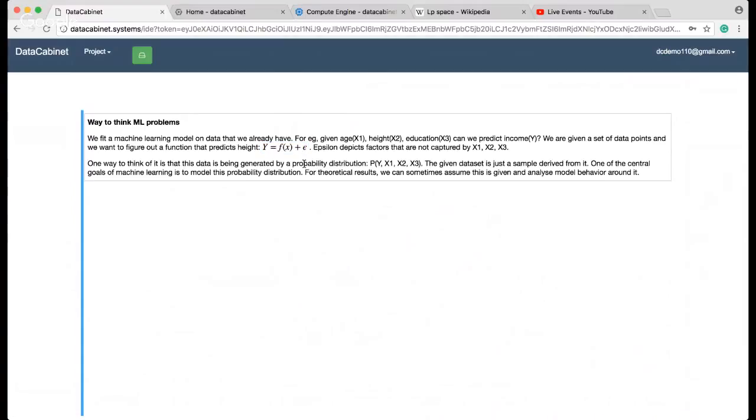So epsilon is anything else. For example, it could be where you live, which is not captured by these factors. So that is one way to think about how we model a machine learning model from data points.